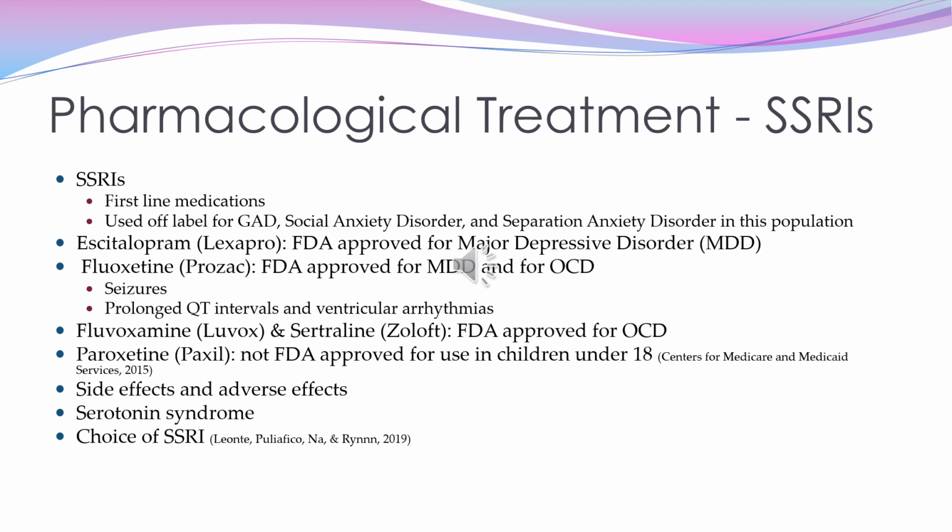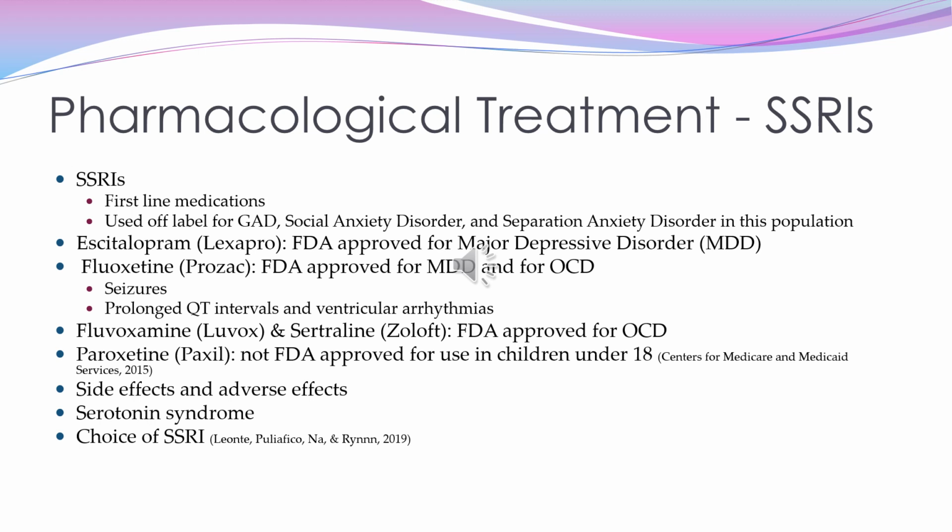Escitalopram is FDA approved for major depressive disorder in children ages 12 and older. Fluoxetine is FDA approved for major depressive disorder in ages 8 and older, and for OCD in ages 7 and older. The FDA reports seizures have been associated with fluoxetine and it should be used with caution in patients with seizure disorders. The drug can also cause prolonged QT intervals and ventricular arrhythmias, including torsades. Patients taking another QT interval prolonging medication should not take fluoxetine.